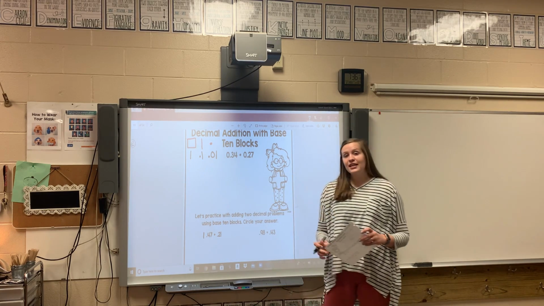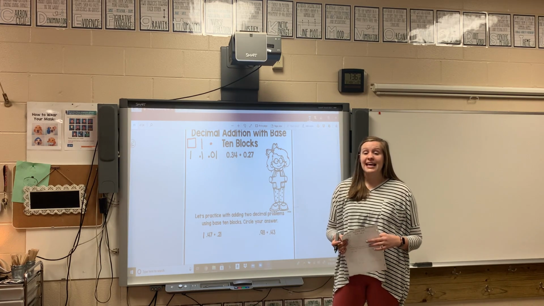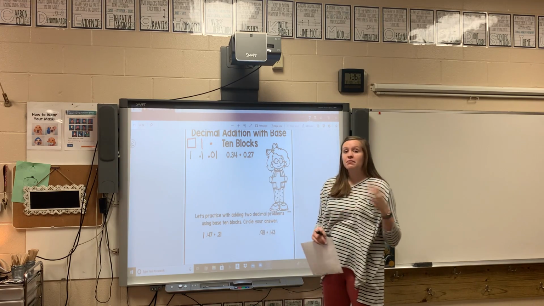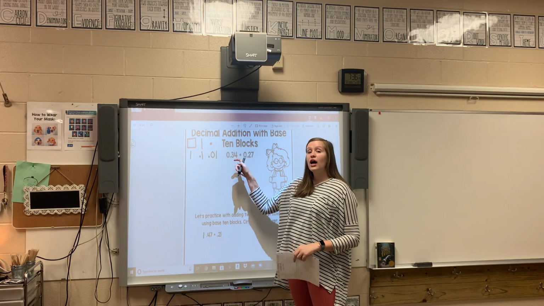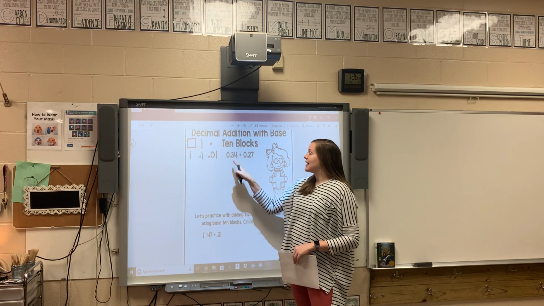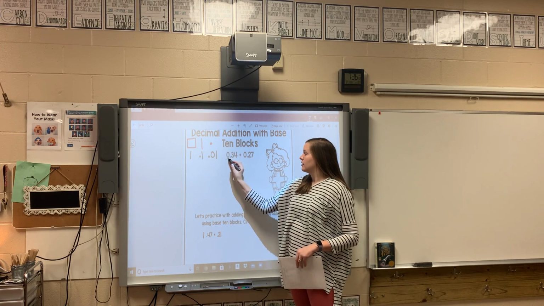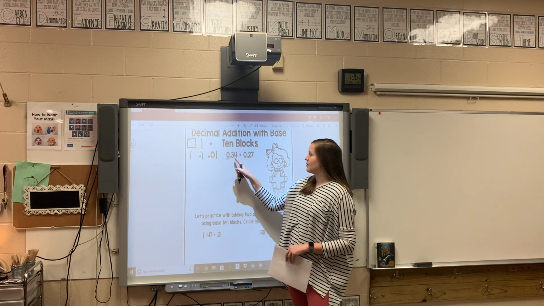So the first thing that you do when you are adding decimals with base 10 blocks is you need to write out or draw out your numbers that you're adding in base 10 blocks, okay? So we have 34 hundredths. How many squares do I need? I don't need any, right? So we're going to move to our next number.